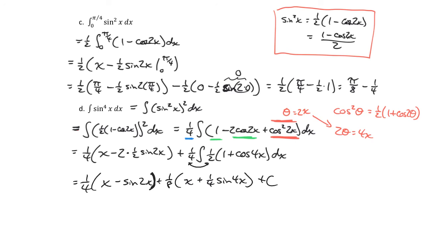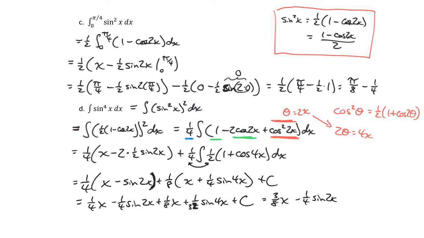And if we distribute things, we can get some things together. So we could get 1/4 of x minus 1/4 of the sine of 2x plus 1/8 of x plus 1/4 of the sine of 4x. I'm sorry, not 1/4 of the sine of 4x, 1 over 32 times the sine of 4x. And then plus a constant. And if you really want to, we can take the 1/4 of x, which is really 2/8 of x, plus 1/8 x. We're going to get 3/8 x minus 1/4 the sine of 2x plus 1 over 32 the sine of 4x plus c.